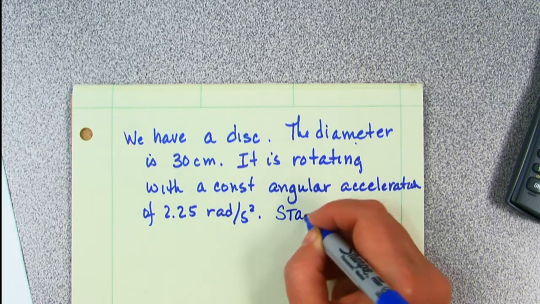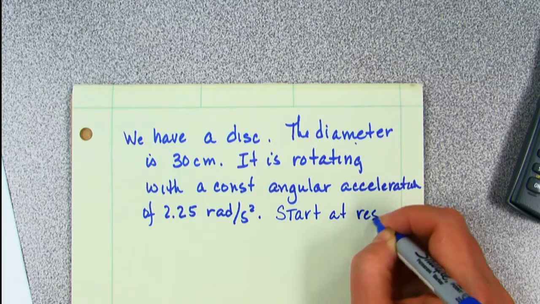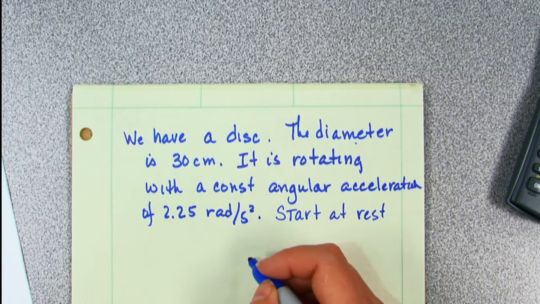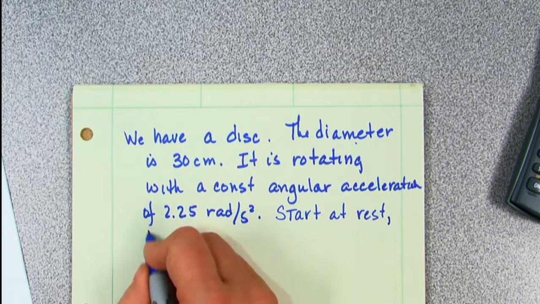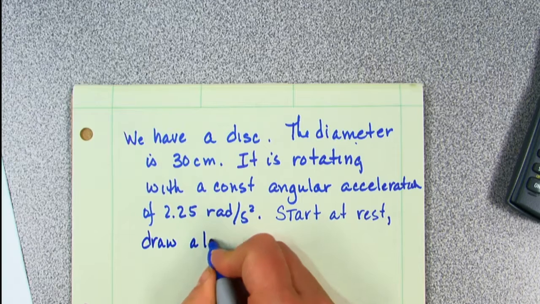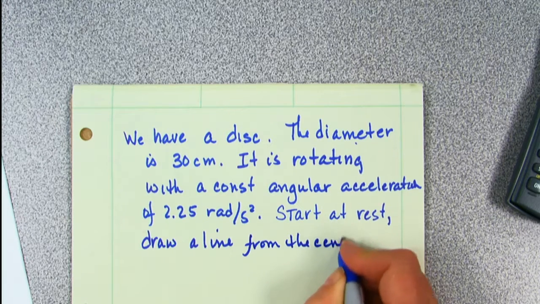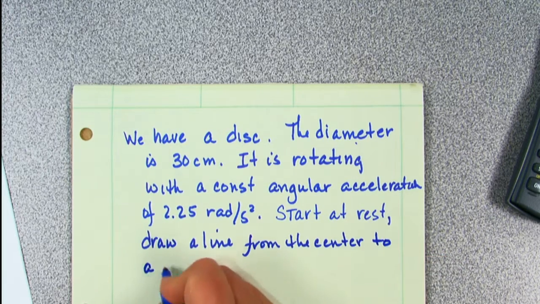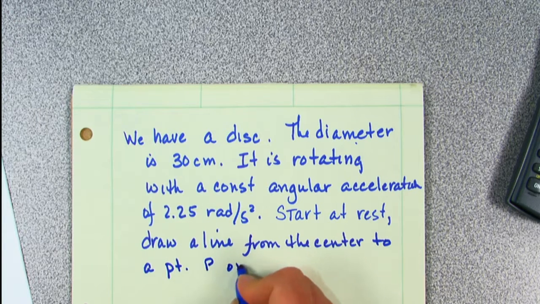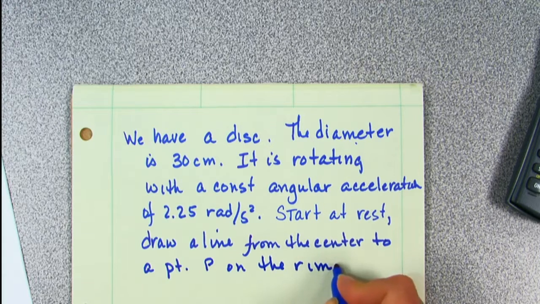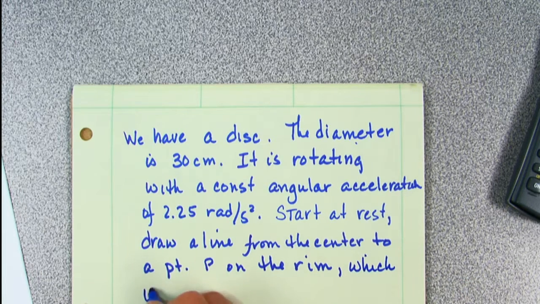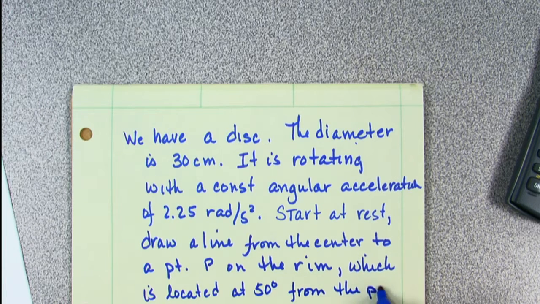We're going to start at rest. And we're going to draw a line from the center to a point P on the rim, which is located at 50 degrees from the positive x-axis.